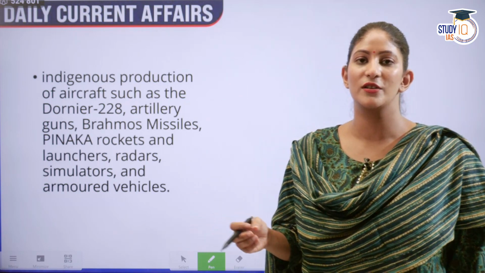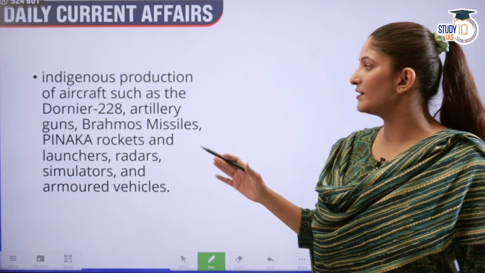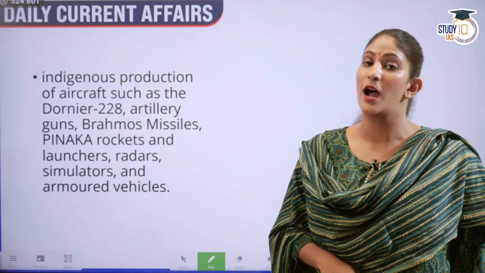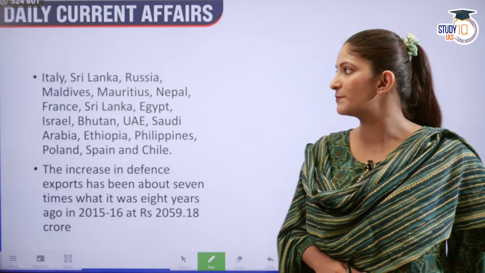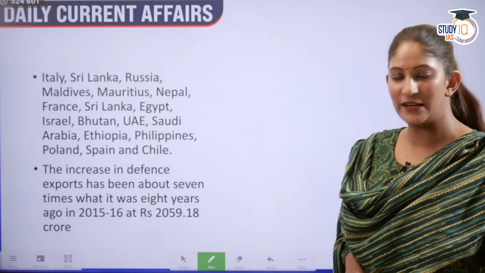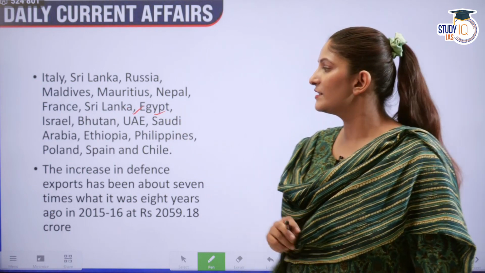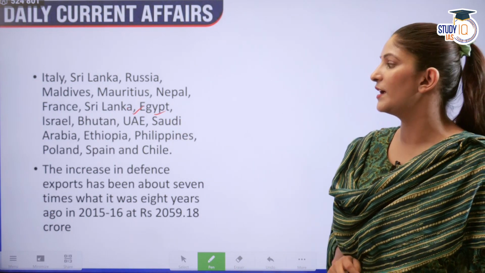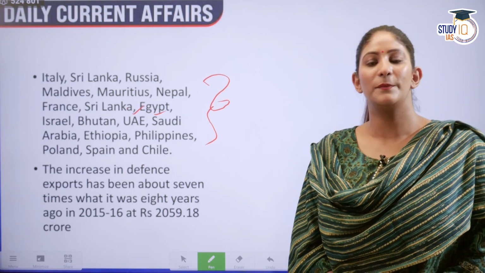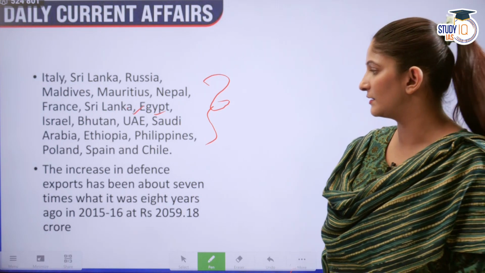Indigenous aircraft production is increasing, specifically Dornier 228, artillery guns, BrahMos missile, Pinaka rockets, launchers, radar, simulators, and armored vehicles. All of this we are manufacturing and exporting to countries such as Italy, Sri Lanka, Russia, Maldives, Mauritius, Nepal, France, and also Egypt, Israel, Bhutan, UAE, Saudi Arabia, Ethiopia, Philippines, Chile, Poland, and Spain. Sometimes it can happen that prelims can ask you this as well. So you have to keep this in mind, okay?